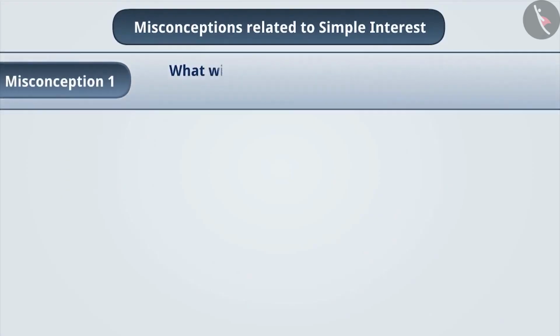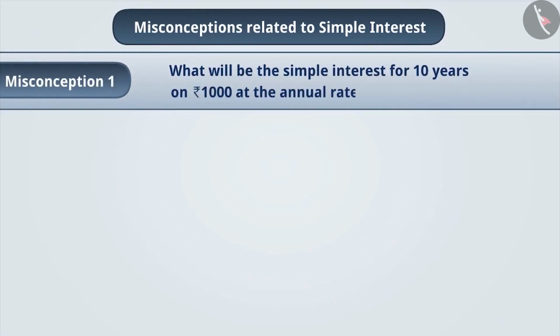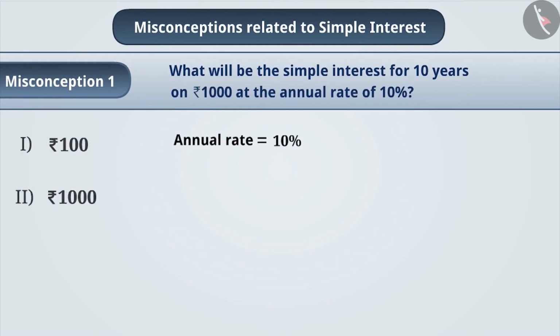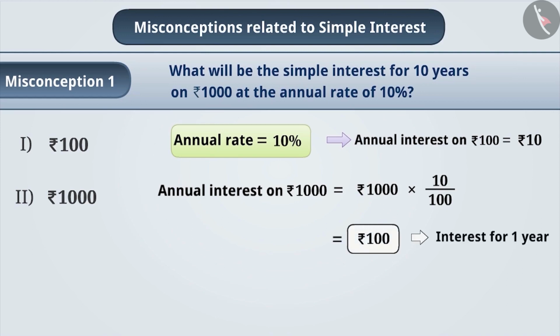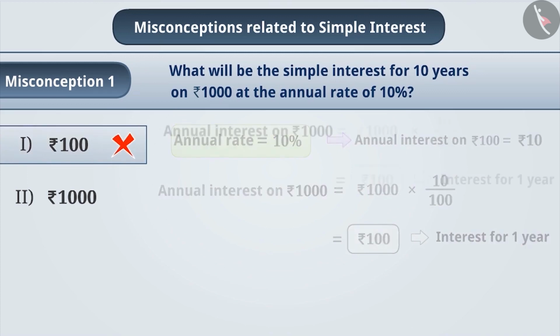Misconception 1. What will be the simple interest for 10 years on rupees 1,000 at the annual rate of 10%? The annual rate is 10%. This means the annual interest on rupees 100 is rupees 10. Then the annual interest on rupees 1000 is equal to 1000 into 10 by 100, which is equal to rupees 100. Here, students calculate interest for only 1 year. They forget to calculate the interest for 10 years. As a result, they get an incorrect answer, that is option 1.